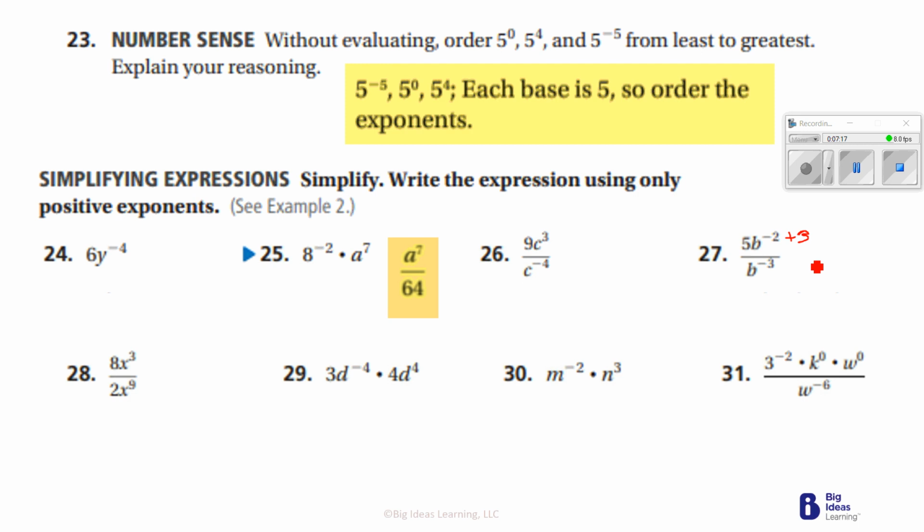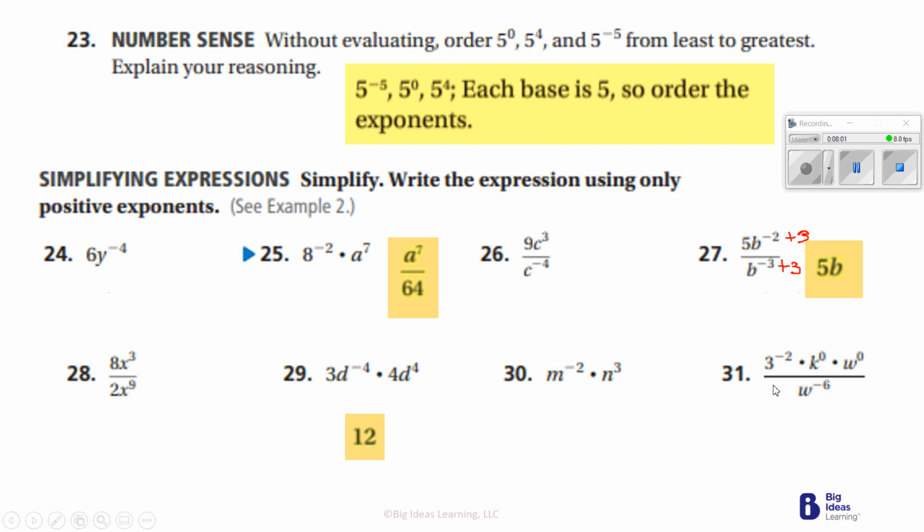We should have 5b, period. That should just leave us 5b, because b to the 0 power, when I add 3 over here, is going to give us a 1. So anything over 1 is itself. I should have 5b for an answer. Number 29. I got 3d to the negative 4 power times 4 to the d, 4 times d to the 4th power. We know 4 minus 4 is going to be 0. D to the 0 power is 1, and 3 times 4 is 12, and 12 times 1 is 12. I'm thinking this is going to just be 12.